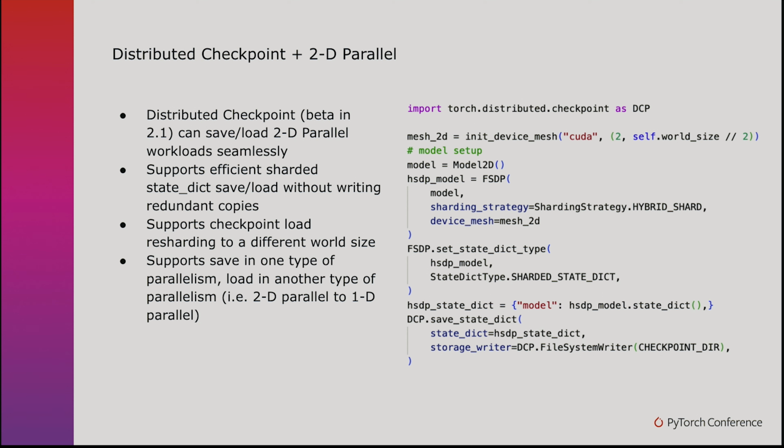And furthermore, with this uniform state dict that contains DTensor, distributed checkpoint allows users to save in one type of parallelism and load into another type of parallelism very seamlessly. So you can checkpoint in a 2D parallel setting for pre-training and later easily load it back using 1D parallelism for fine-tuning or inference. And next I'll pass it to Xilun to talk about control plane.